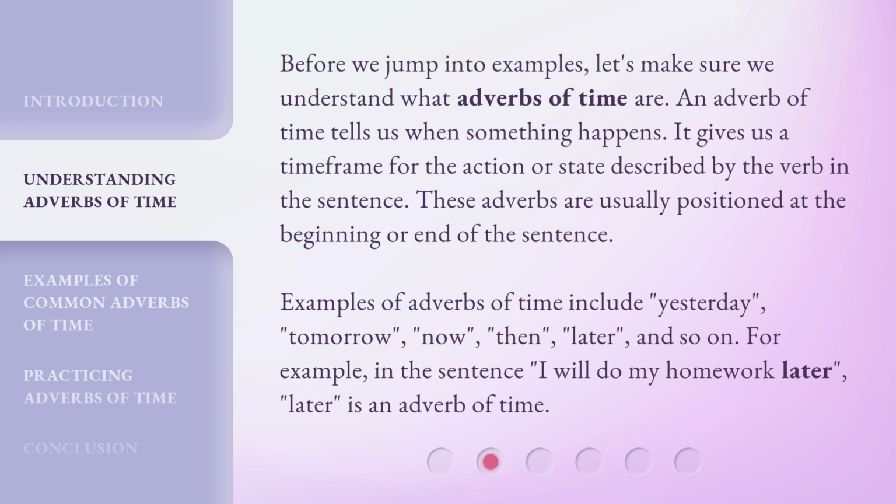Before we jump into examples, let's make sure we understand what adverbs of time are. An adverb of time tells us when something happens. It gives us a time frame for the action or state described by the verb in the sentence. These adverbs are usually positioned at the beginning or end of the sentence.